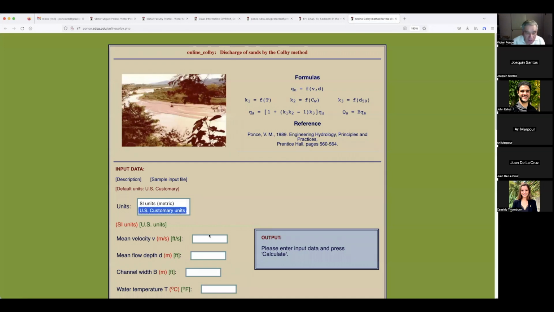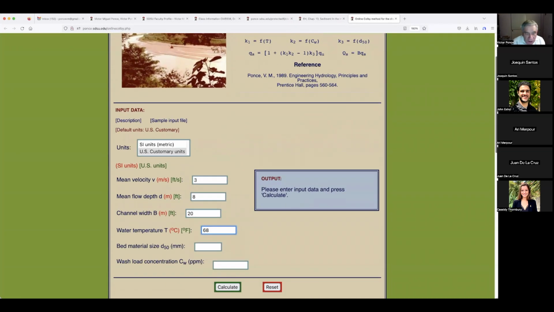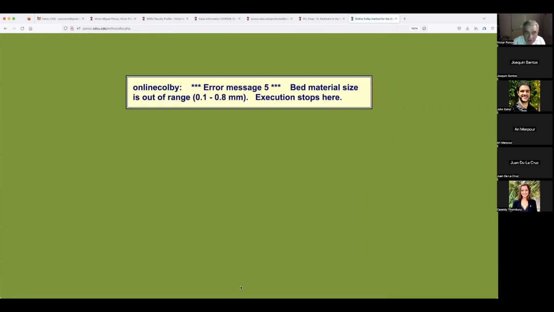And I'm going to run a US customary in here. Mean velocity 3 feet per second, mean flow depth say 8 feet, channel width maybe 20 feet, and water temperature maybe 68. That's 20 degrees Celsius, 68. Wet material size 0.7 millimeters, and wash load concentration, let's say just 500. Calculation.